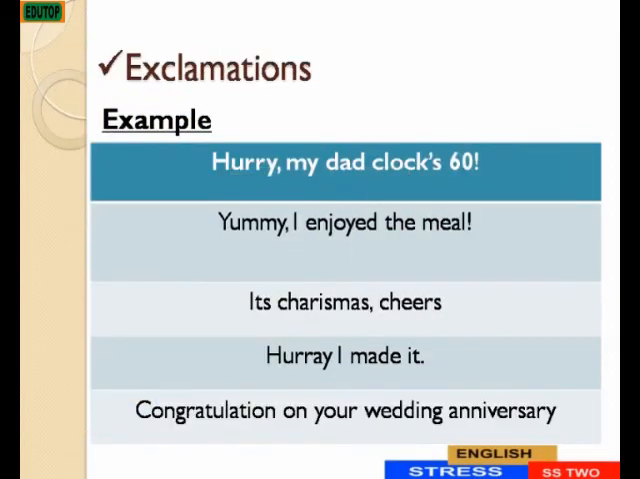It's also used to express exclamations. Examples: hooray! My dad clocks 60. Yummy! I enjoyed the meal. It's Christmas. Cheers! Hooray! I made it. Then we have congratulations on your wedding anniversary. These are exclamation sentences, sentences that express emotions, and so they attract falling tune.